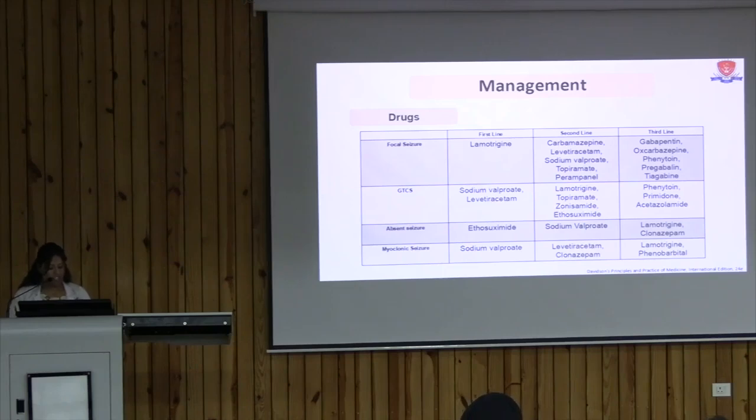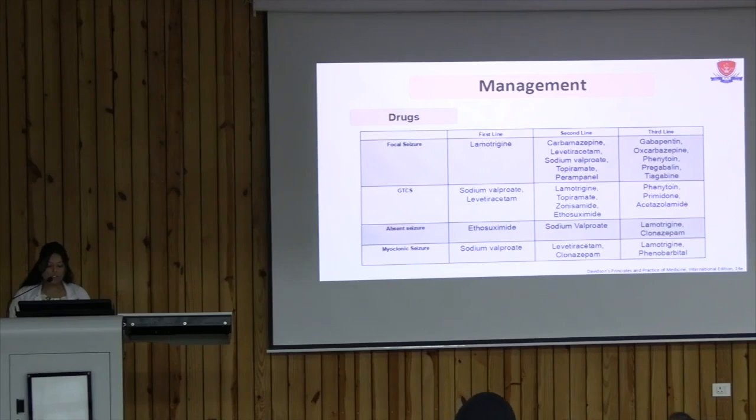In generalized tonic-clonic seizures, first-line treatments are sodium valproate and levetiracetam. Second-line options are topiramate, ethosuximide, while the third-line drugs being phenytoin, acetazolamide, etc.